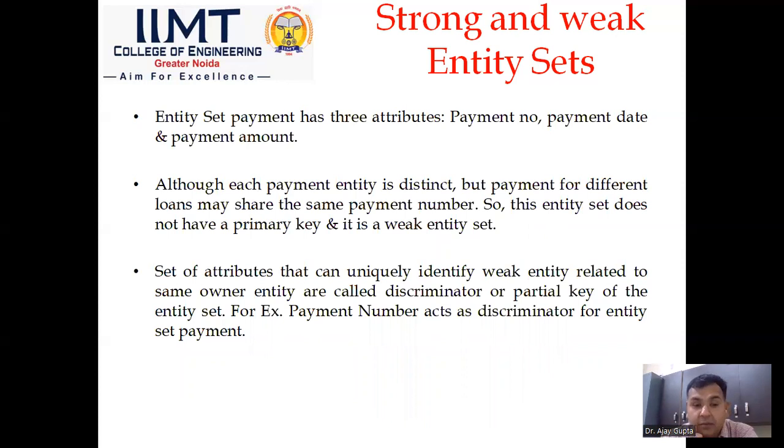The set of attributes that can uniquely identify a weak entity related to some owner entity is called the discriminator, or partial key, of the entity set. For example, payment number acts as the discriminator for the entity set payment. We have already said that this is a partial key, or a discriminator: the payment number in the payment entity set.